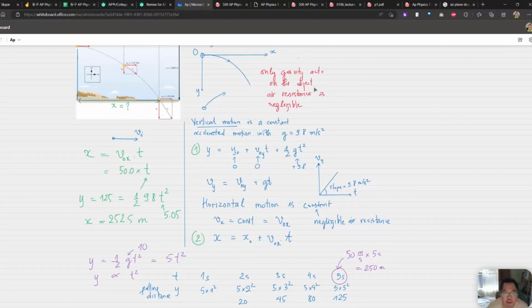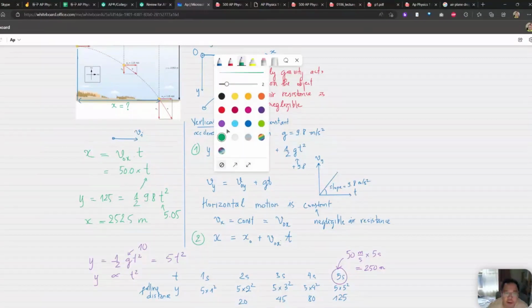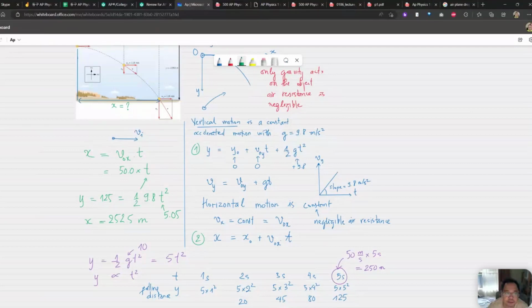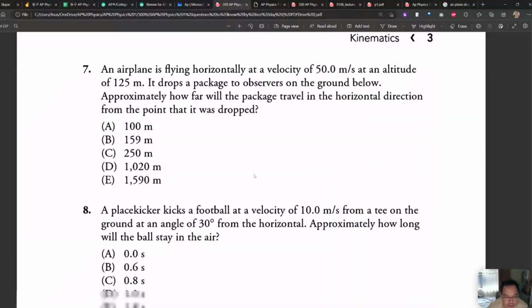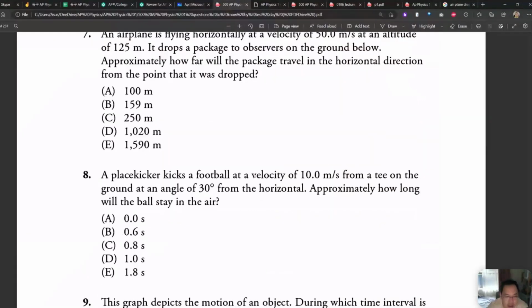Okay, that is projectile motion. What is the next question that you find? Number 8. A kicker kicks a football at a velocity of 10 meters per second from a tee on the ground at an angle of 30 degrees from horizontal. This is also projectile motion, moving in 2 directions in a curve like this. Approximately how long will the ball stay in the air?